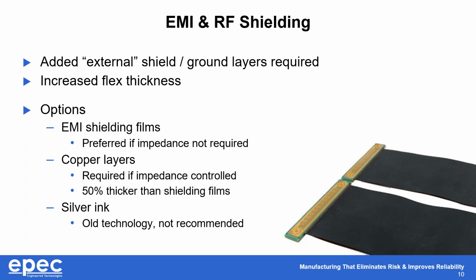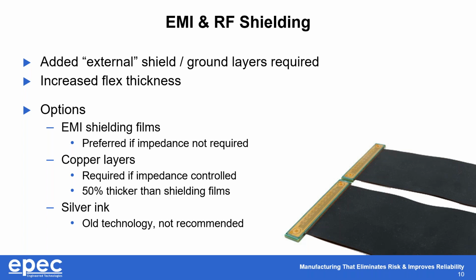And no matter what solution you apply, it requires external layers to be added to the design. Those layers then act as the shield, and they are connected to ground. So as a byproduct of adding layers, you're automatically increasing your flex thickness. The options available in the industry are specific EMI shielding films, which are very much the preferred solution, providing that impedance is not required. We'll get into the details of that a little bit further on.